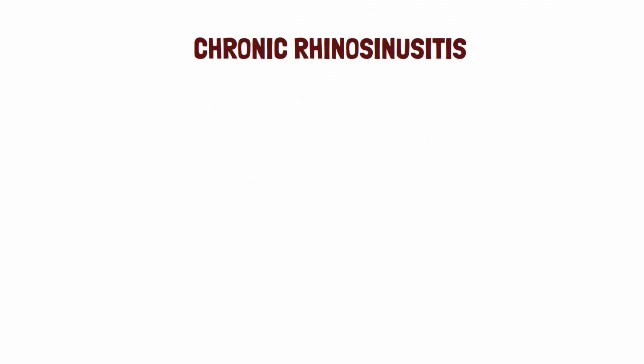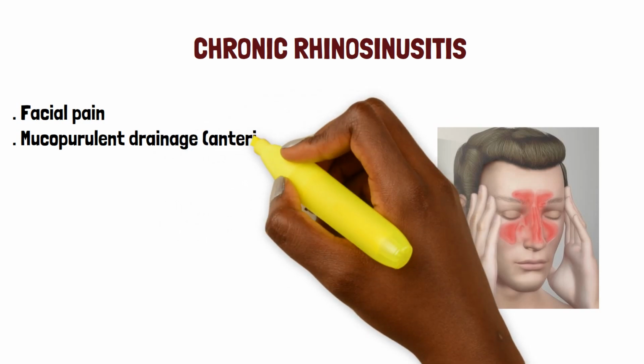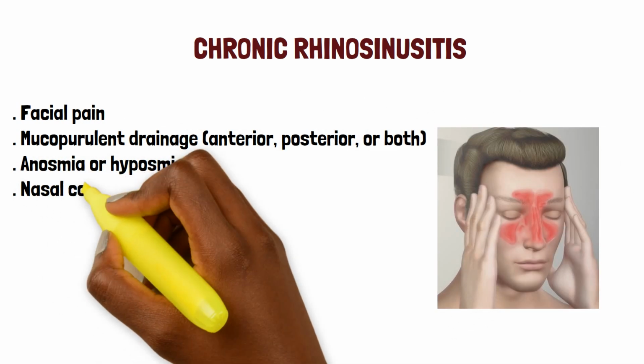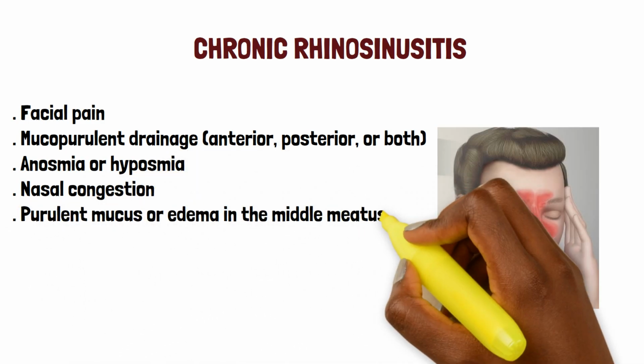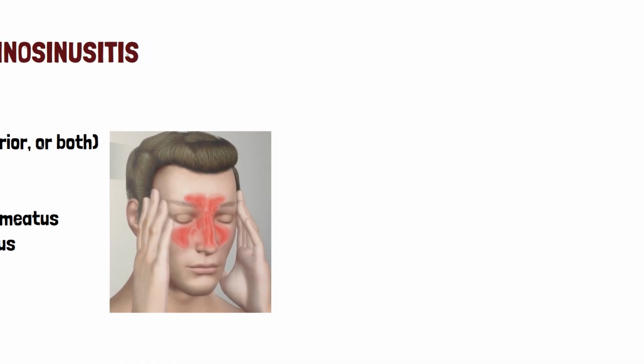Chronic rhinosinusitis presents with facial pain, mucopurulent drainage on the anterior, posterior, or both sides, anosmia or hyposmia, nasal congestion, purulent mucus or edema in the medial meatus, polyps in the nasal cavity or medial meatus.